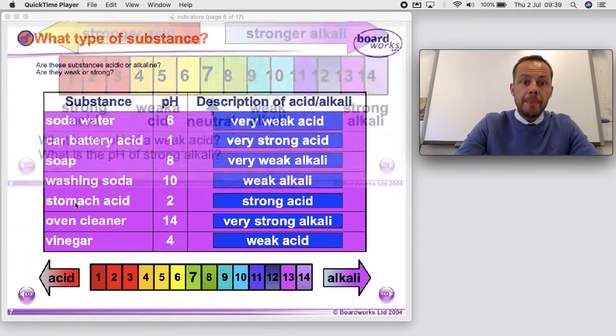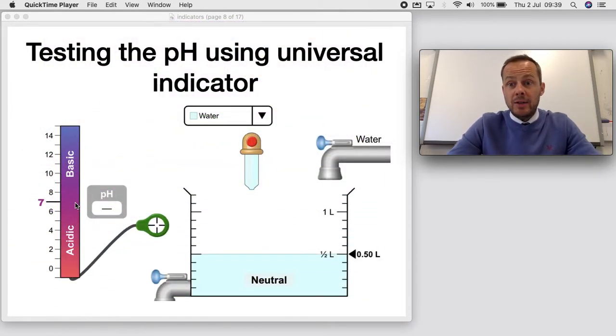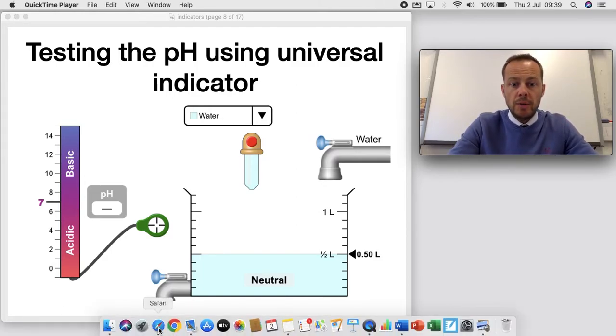Now, what you are going to have a go at doing today is using a simulator to measure the pH of different solutions, because in school we'd normally get universal indicator out and trial these different solutions, but we can't get universal indicator to you. So I've added a link to the page you can see here, and I'm just going to bring it up and show you what you need to be doing.